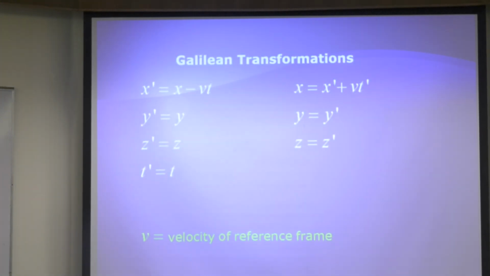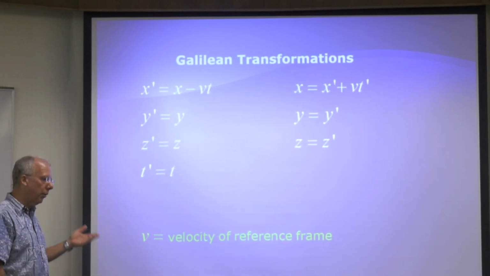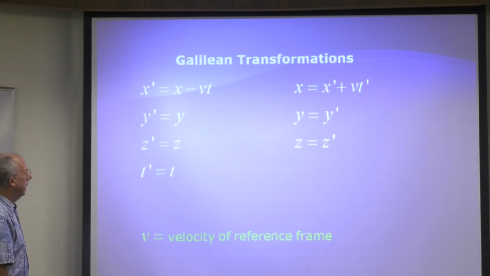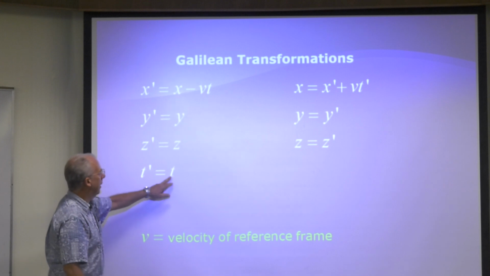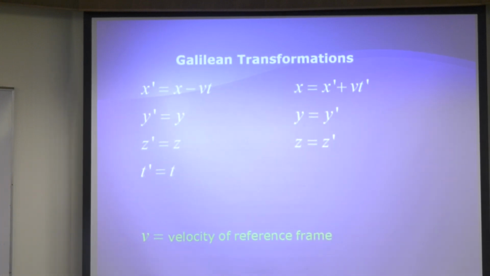Okay, so these were the Galilean transformations. And they're fine as long as the velocity of the particle is much, much less than the speed of light. And you can see that there's no time dilation. So that's Galilean or Newtonian.